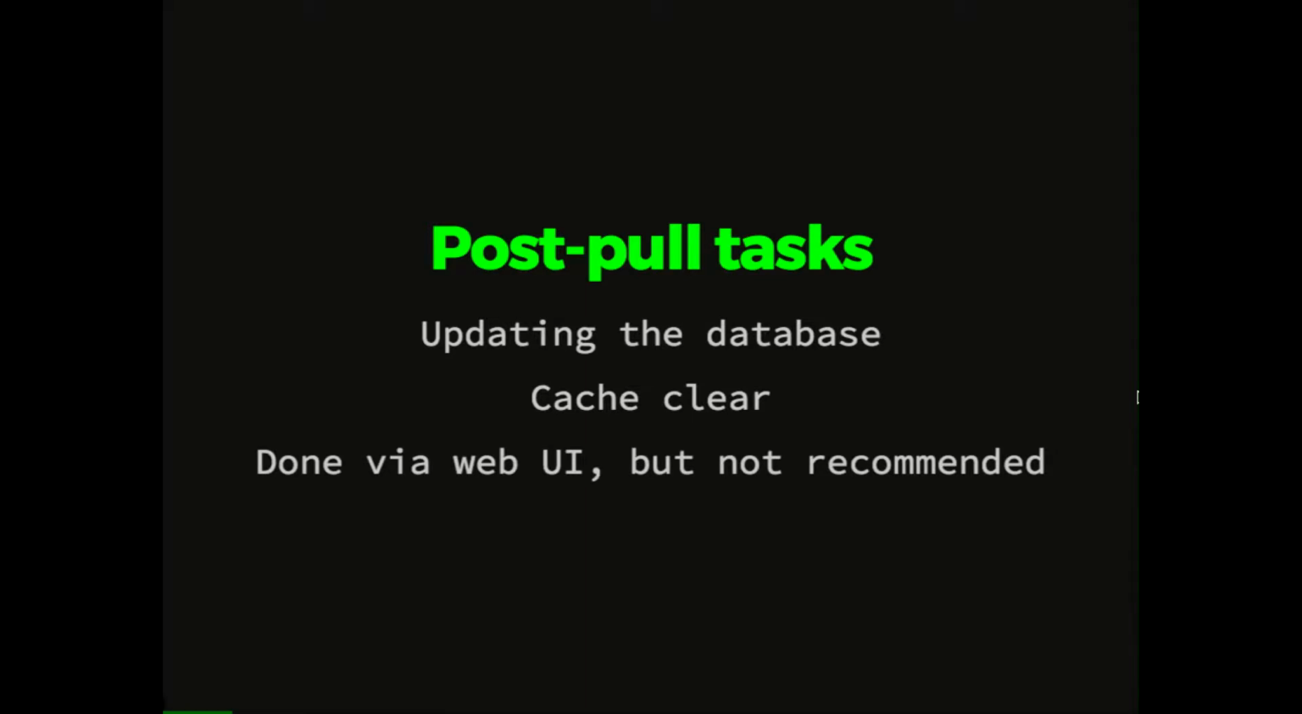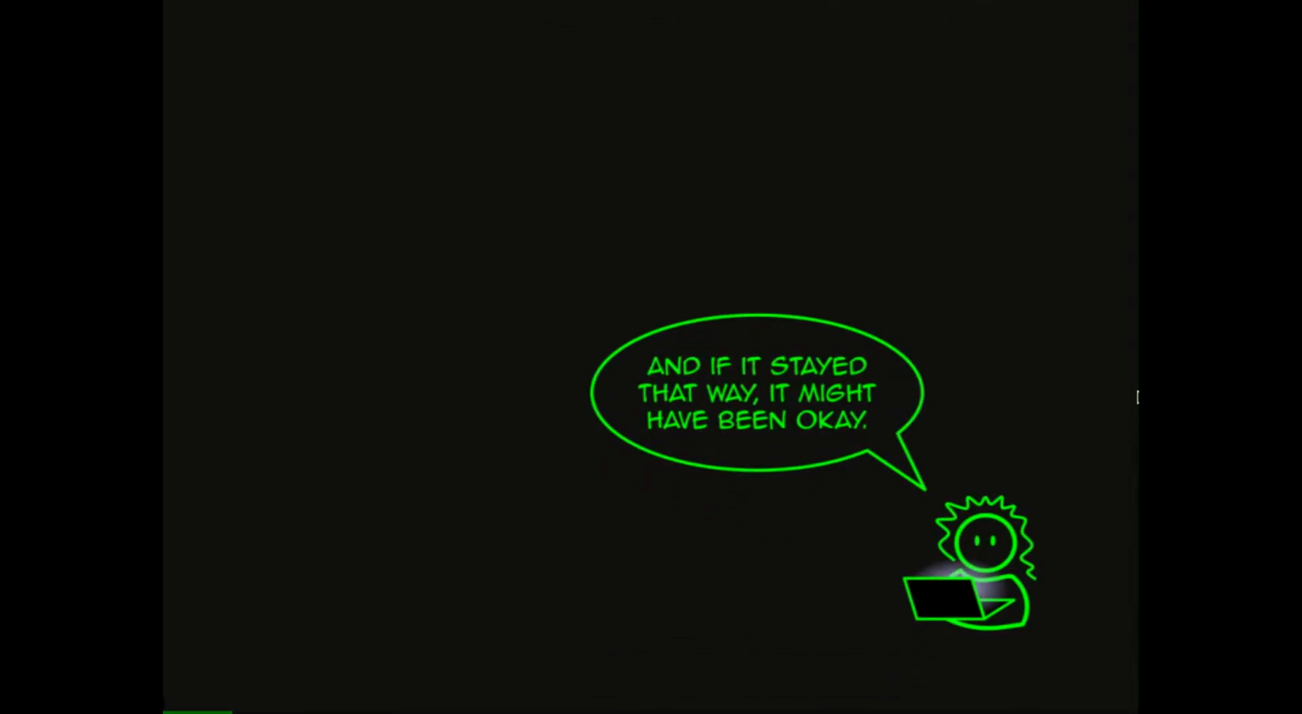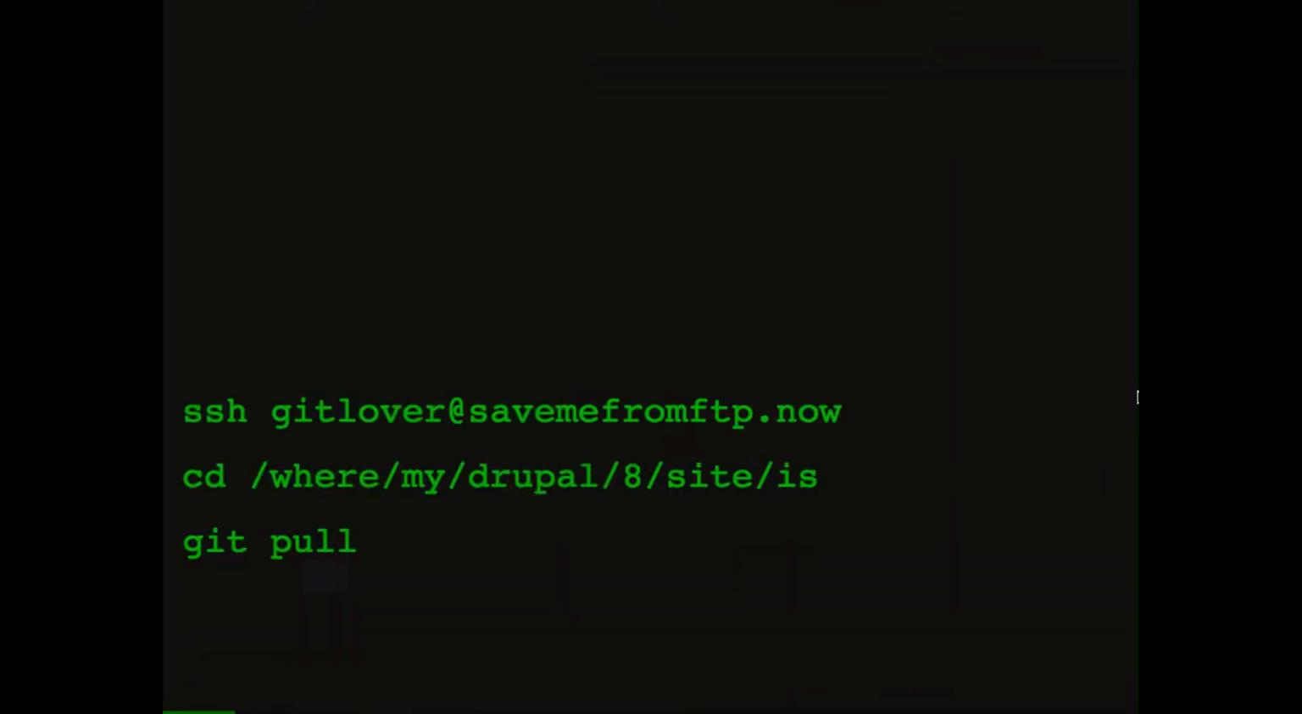Kind of. So even after you do that git pull, there were always a few things that you had to do. You might have to do an update database. So you had to go to your site /update.php, and run through that and hope that it doesn't die on you, and everything's wonderful after that. And then you might want to do a cache clear, because even if you don't have database updates, you want to make sure that Drupal has everything all nicely updated. And you could do both of these through the web UI. It wasn't recommended, but you could do it. And if things stayed that way, it would have been fine. We would have been okay if it was just those two steps, but it didn't stay that way.